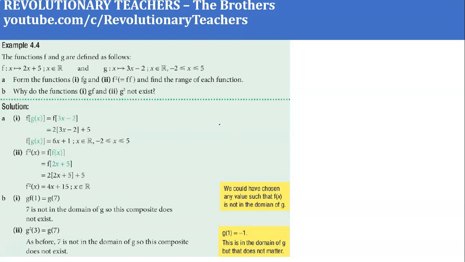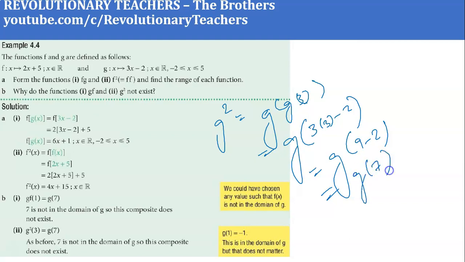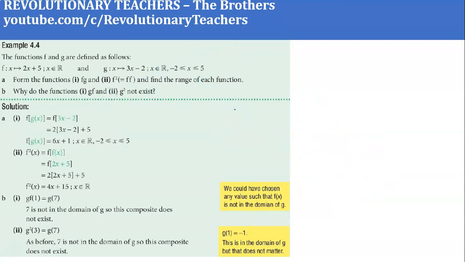Now g square. G square means, suppose I take the value g of g(3). So substitute 3 into 3x minus 2, that is 3 times 3 is 9, 9 minus 2 is 7. Is it possible to get g(7)? No, again over here, not possible, right children? So I cannot have g of f and g square.